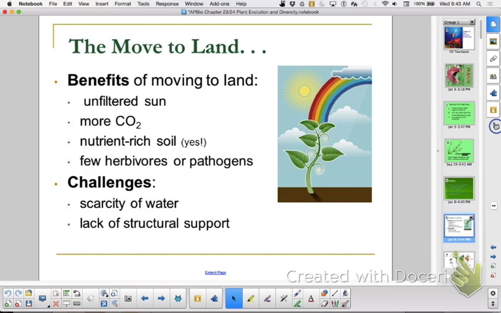All right, so moving on to land has both benefits and challenges. The advantages are you have increased amount of, any guesses? Sunlight, more carbon dioxide in the atmosphere than in water. Soils are rich in nutrients. And initially, there would be fewer predators. Now, obviously, as more life forms evolved on Earth, then you would have more predators, more pathogens to them.